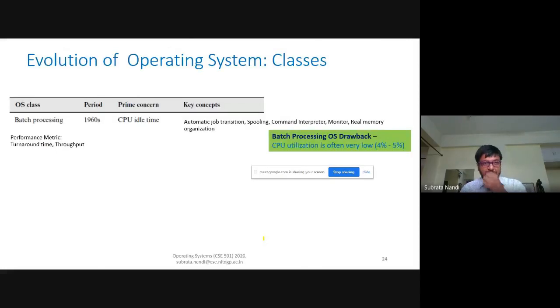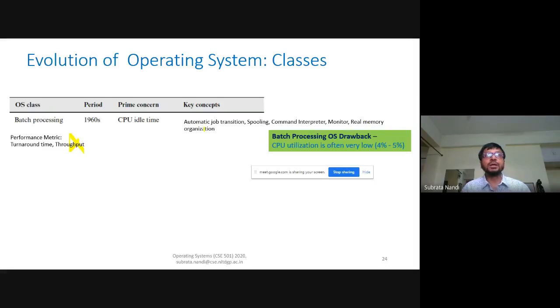Okay, so those are the types of OS. The most primitive OS is batch processing. It was developed in the late 50s or early 60s, and the prime concern was CPU idle time. Sorry, it's a mistake: the performance metric is turnaround time. And the key concepts were automatic job transitions, spooling, command interpreter, monitor, and real memory organization.